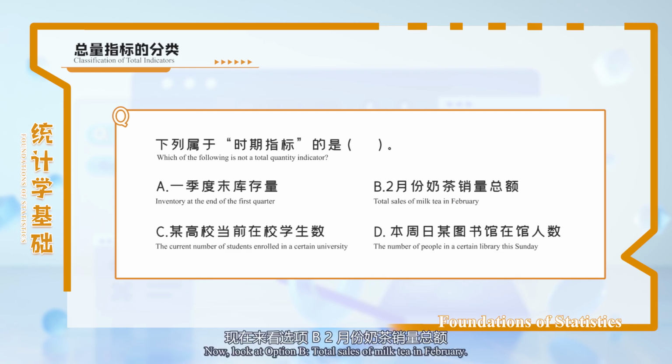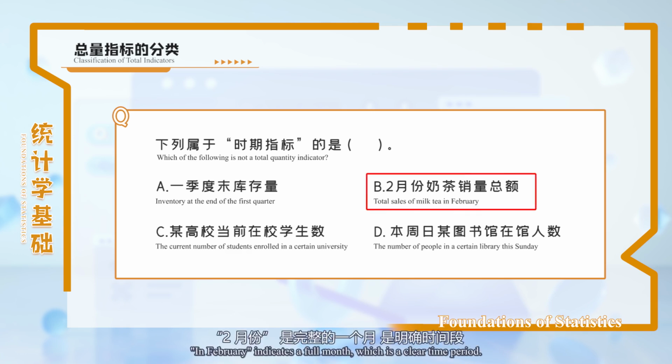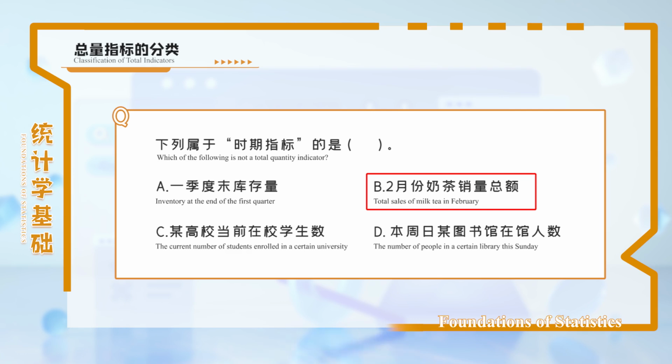Now, look at option B, total sales of milk tea in February. In February indicates a full month, which is a clear time period. Sales accumulate throughout this period. So, this is definitely a period indicator. Therefore, the correct answer is B.